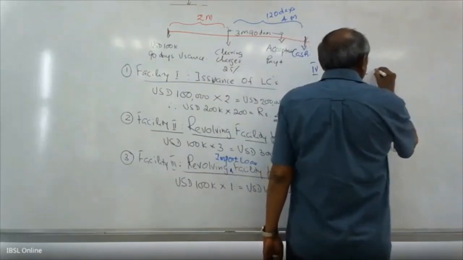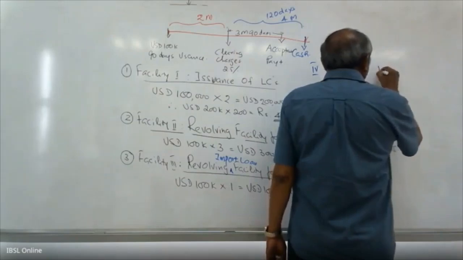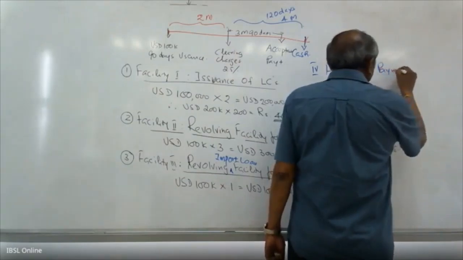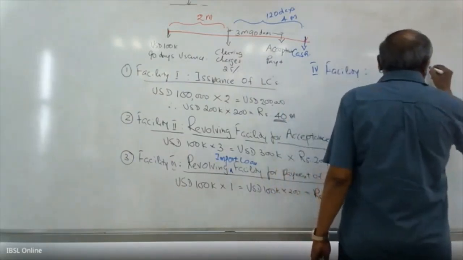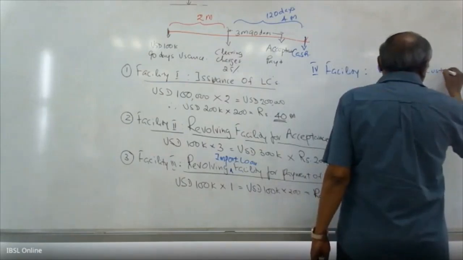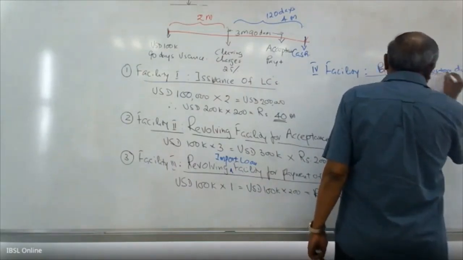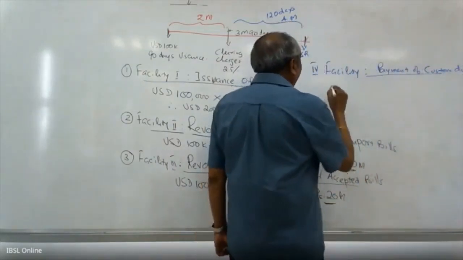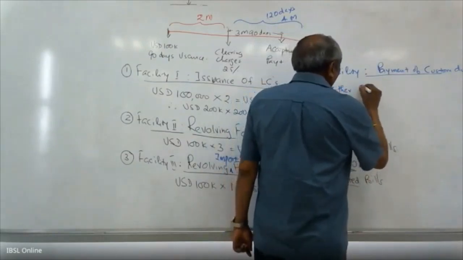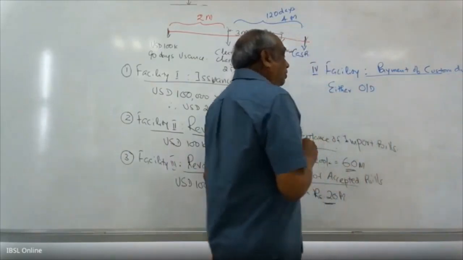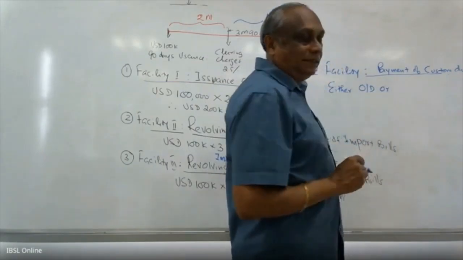There are two here. Payment of custom duty. Right? We can give either an overdraft facility or what else?